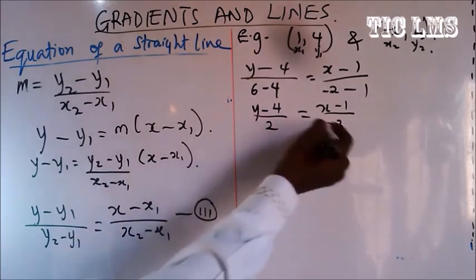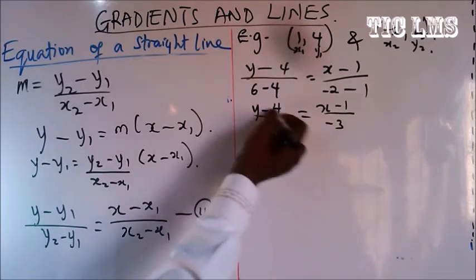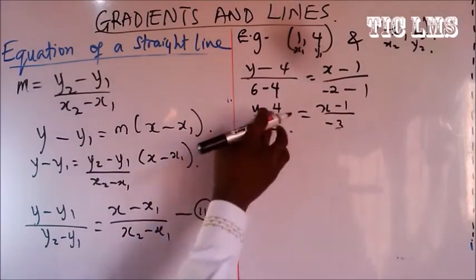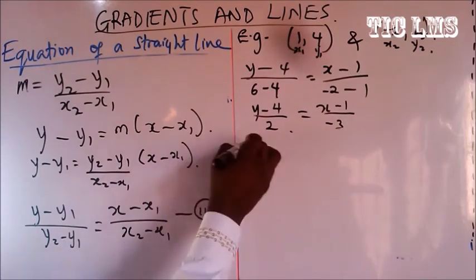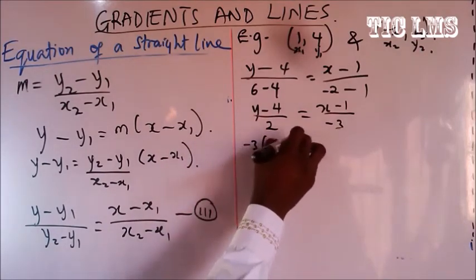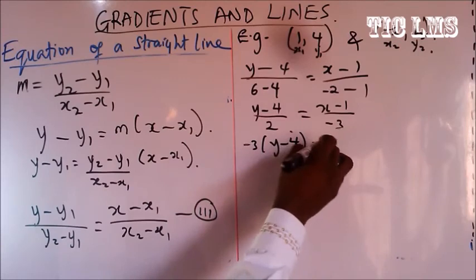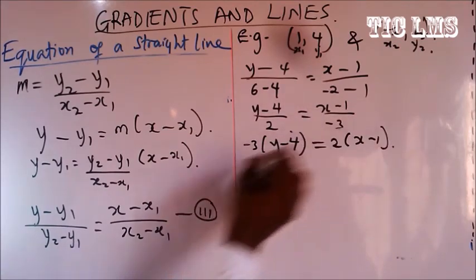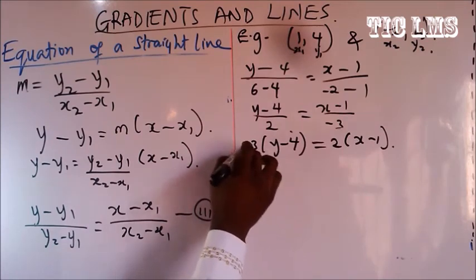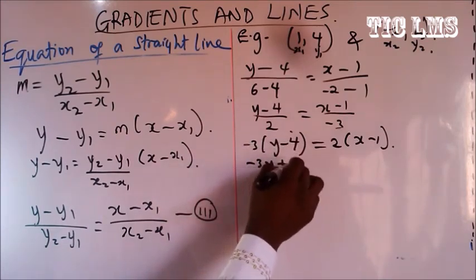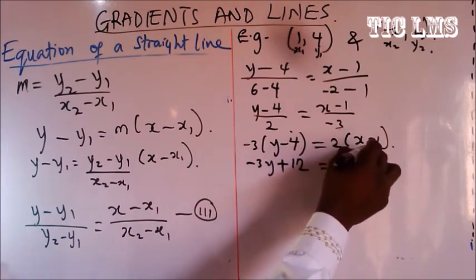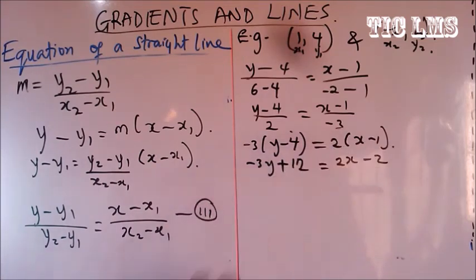Next we'll cross multiply, that is multiply minus 3 with y minus 4, and then multiply 2 with x minus 1. So minus 3 multiplied by y minus 4, and 2 into bracket x minus 1. So here we have minus 3y, minus 3 times minus 4, we have plus 12, equal to 2x. 2 times minus 1 is minus 2.